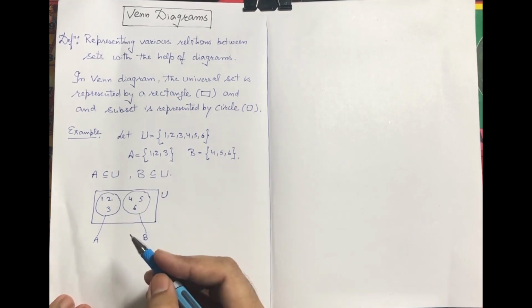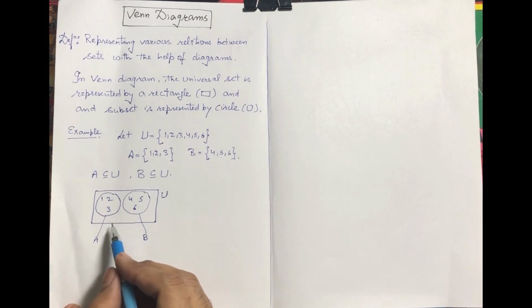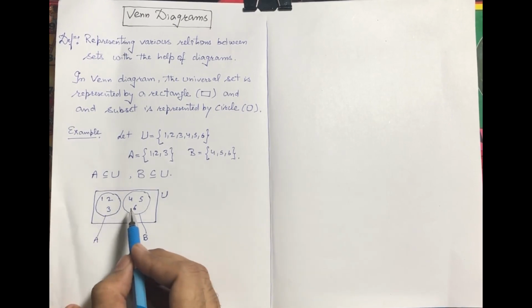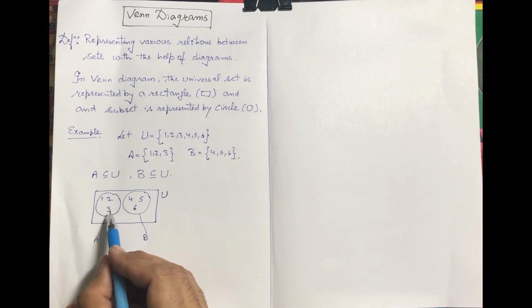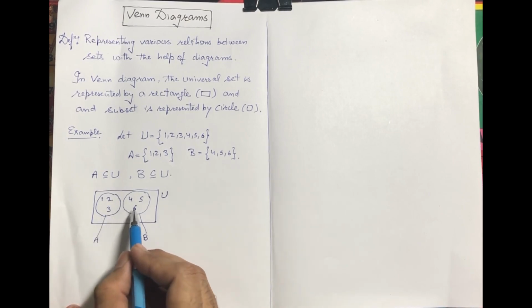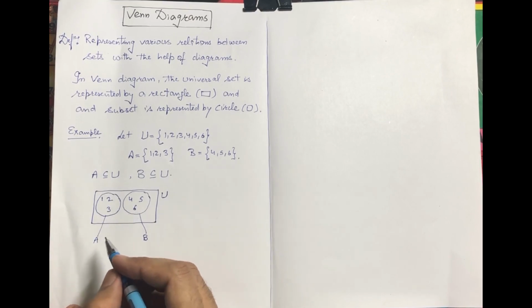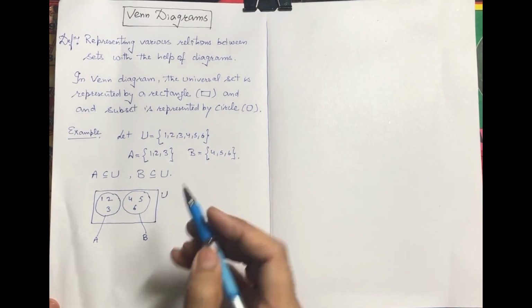Now various relations, various symbols of Venn diagram. One of them is this. Here A and B are disjoint sets. Disjoint means they have nothing in common. So these circles are not connected, they are separated. Now another relation, so we continue this example.